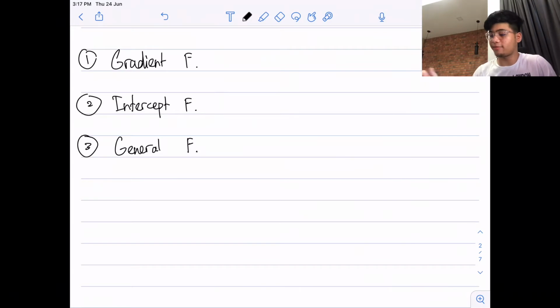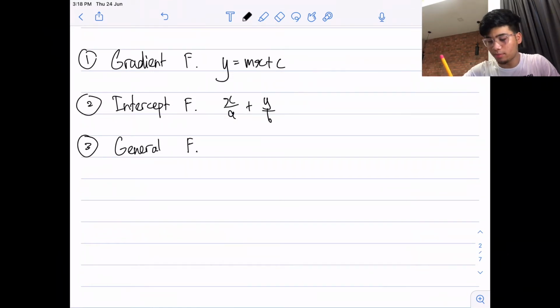Now, another thing that we have to recap on is the forms of the line equations. So basically, I'm sure everyone is aware of gradient form, which is y equals mx plus c. But then we have 2 other new forms. I forgot if it's been covered in lower form, but the intercept form is basically x over a plus y over b equals 1. So a being your x-intercept and b being your y-intercept, alright?